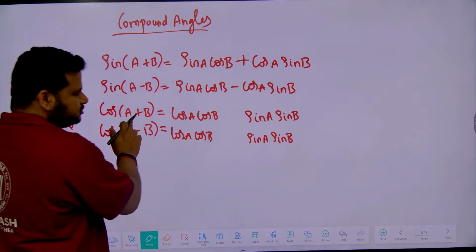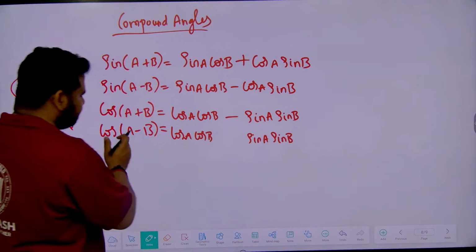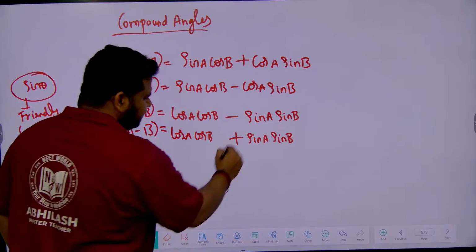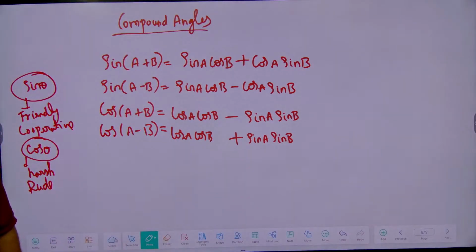Now here also it is the same: cos A cos B, sin A sin B. I told him to close the door, but he opened, plus will become minus. I told him to open the door, but he closed, so minus will become plus. Understood? So no need to learn by heart, you have to remember this. So compound angles of sin and cos, you have to remember these. Understood?